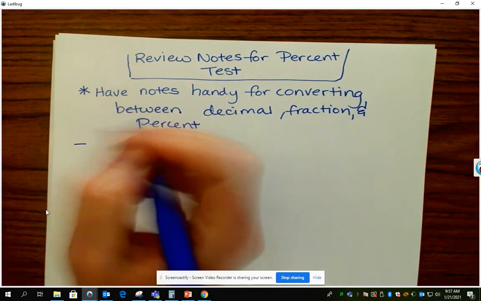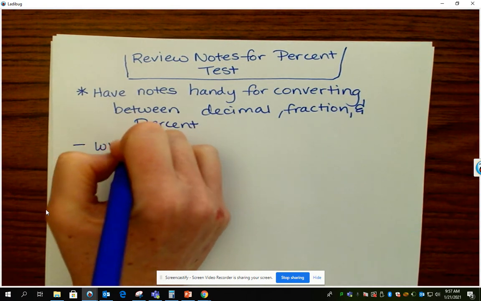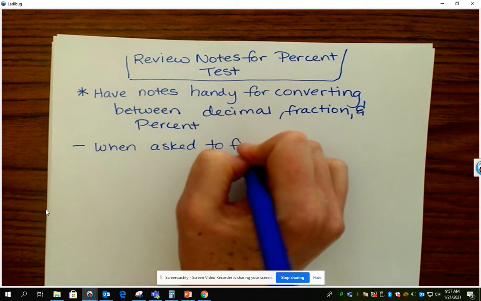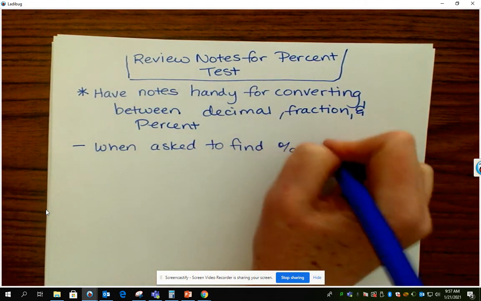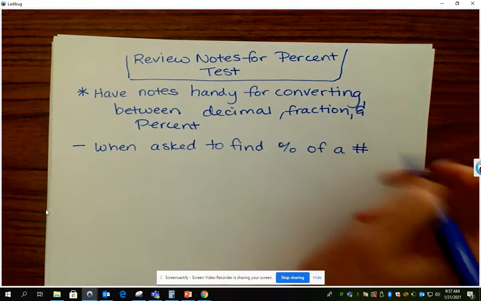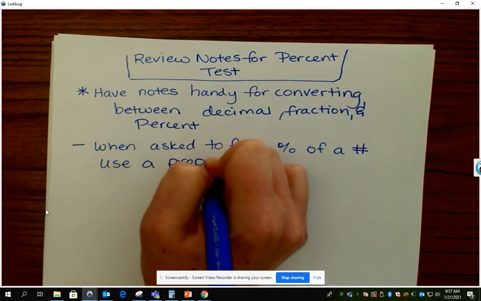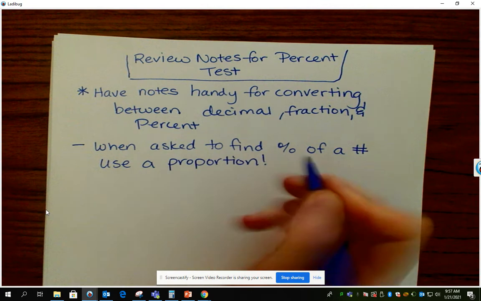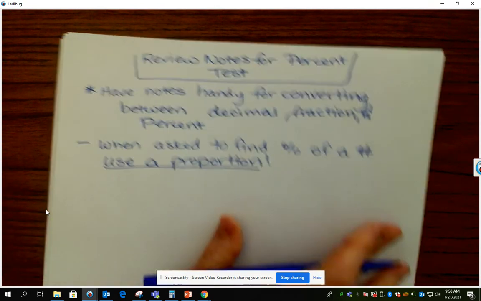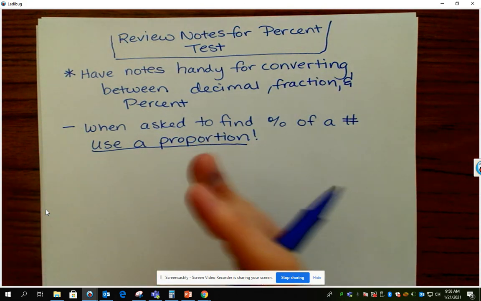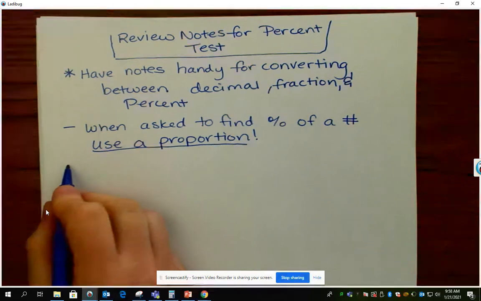Now, remember when you're asked to find the percent of a number, use a proportion. Remember we did all of those various examples, percent of a number, this is what percent of a number, this is 40% of what number. Remember, you're writing a proportion to help you solve those, okay?